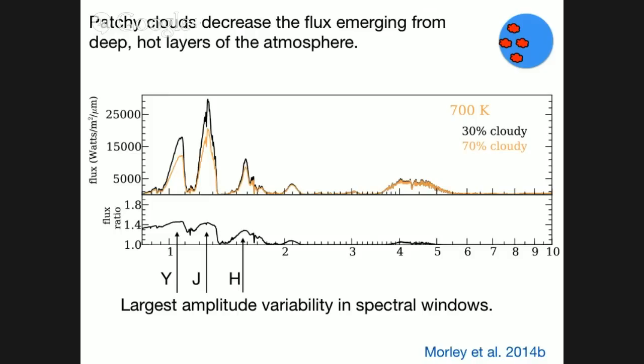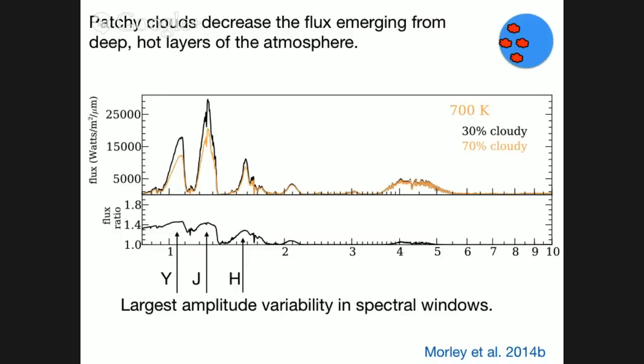This is a 700 Kelvin object, so falling right in those kind of mid to late T-dwarfs. So this is what you get for the spectra. You see that in general, you have more flux coming out through the less cloudy hemisphere of your object. This is what we expect, right, because there's less opacity. And in particular, you'll notice that this effect is really focused in Y, J, and H bands. So you're seeing the highest amplitude variability within these major windows in the near-infrared between opacity sources in your atmosphere.